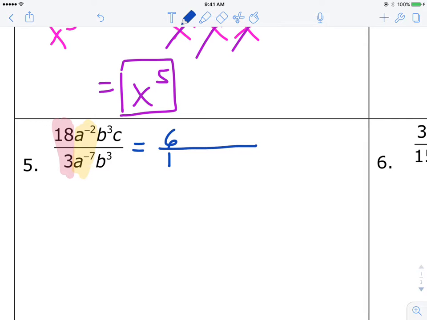It's less negative, so I have more on the top. And then you ask yourself, how much more? How much bigger is -2 compared to -7? And the answer is 5.